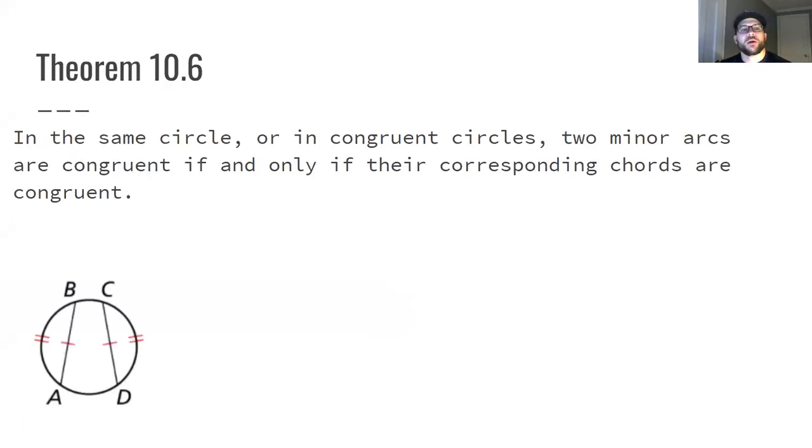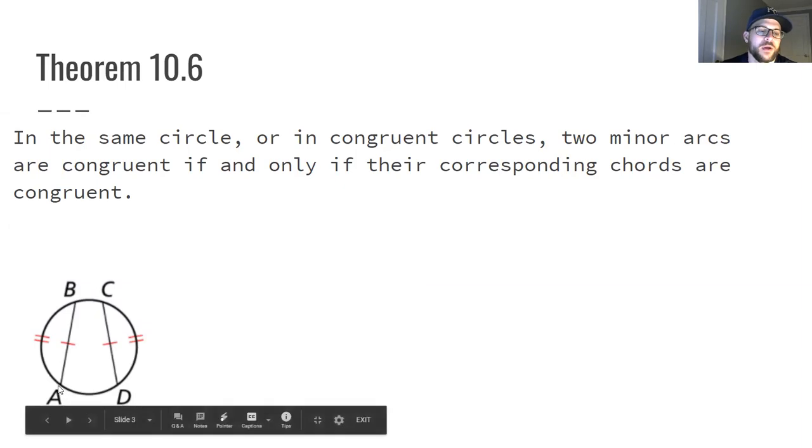One thing to be aware of is that within the same circle or two different circles that are congruent, any two minor arcs are congruent if and only if their corresponding chords are congruent. If we look at this diagram below, we have arc AB and arc CD, these minor arcs. We also have chord AB and chord CD.